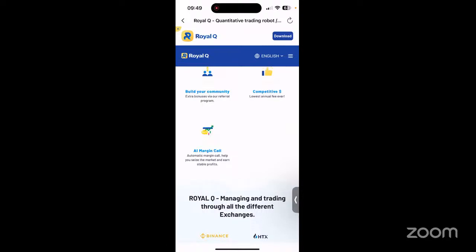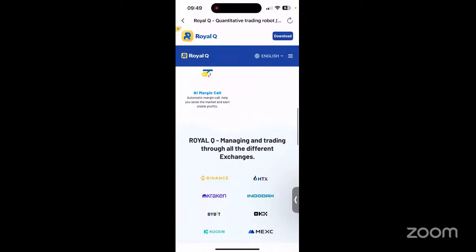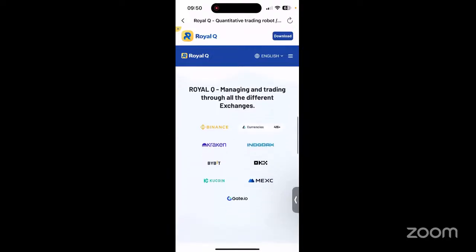In fact, let's continue. It has the lowest fee ever. I did one business, I paid 250 every month. Another one, I pay $100 every month. In fact, even those ones, how much did I pay for Royalq? 120. My God. It has a unique feature. All the robots I know, they don't come with this feature called AI margin call. It actually helps you seize the market and earn stable profit. Guys, you have to use it before you can testify.